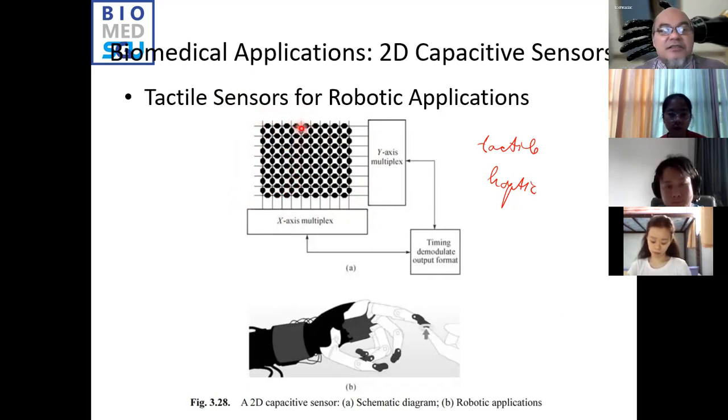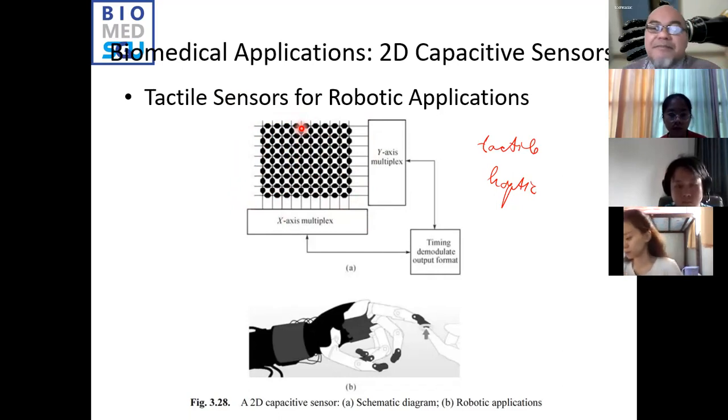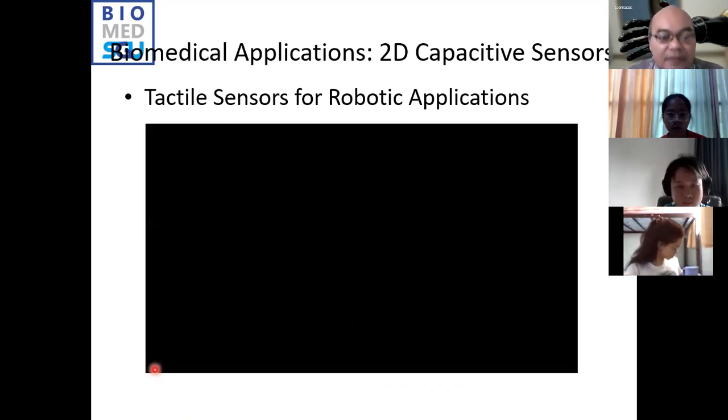Because when we touch with our finger, basically there is a pressure map. The pressure across the surface of the finger is not the same everywhere. Some has higher pressure, the other one has slightly lower pressure, etc. So this can usually be used for robotic application. Okay, we have videos here. Let's see.